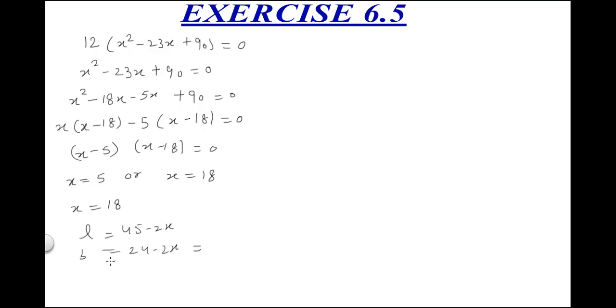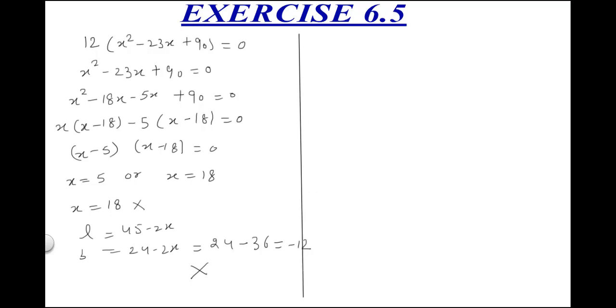So just to see carefully, if I put in the value of x in the breadth, I'll get 24 minus 2 multiplied with x, that means 18 into 2, which is 36. So we get it as minus 12. So breadth can't be negative, hence x equal to 18 is not possible. The only answer left with us is x equals 5.